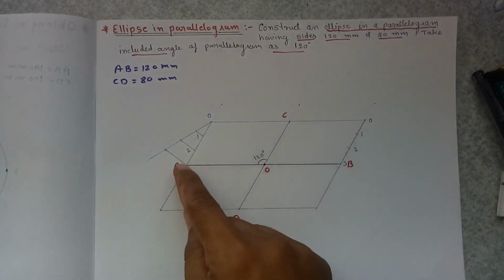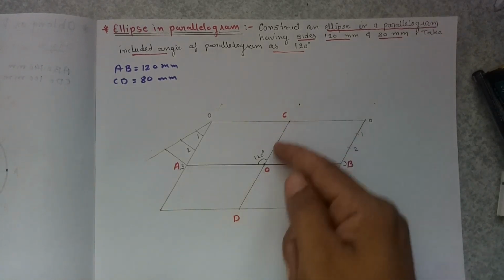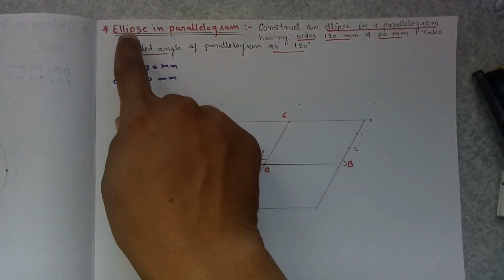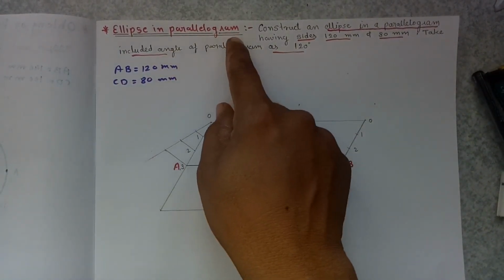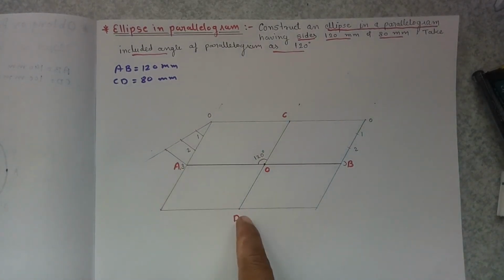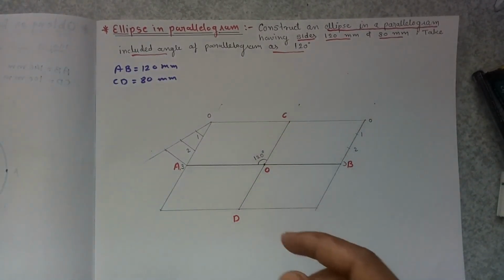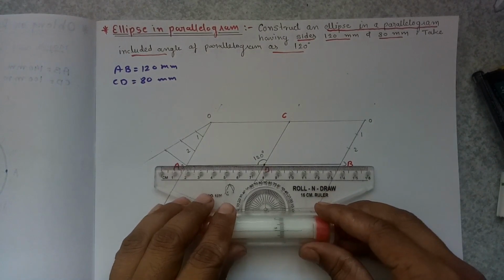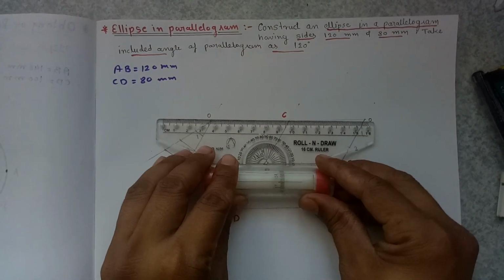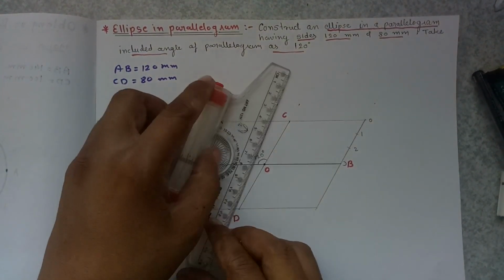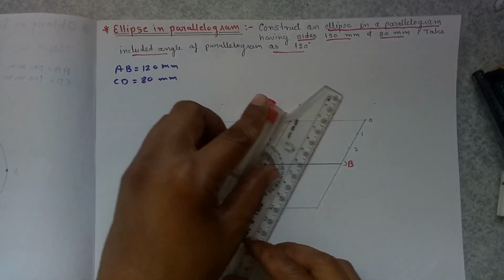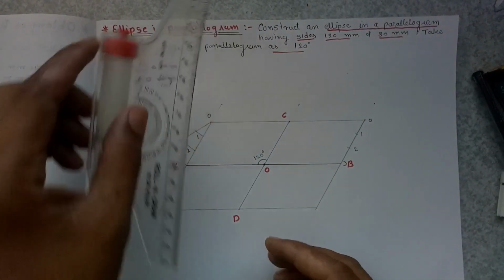So first of all draw AB and CD at an angle of 120 degrees. Then after construct a parallelogram passing through these points A, D, B and C. For that we have to draw lines parallel to AB from C and D, and we have to draw lines parallel to CD from B and A.